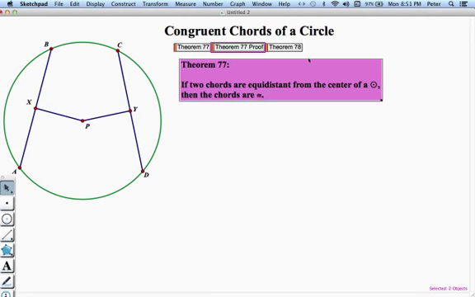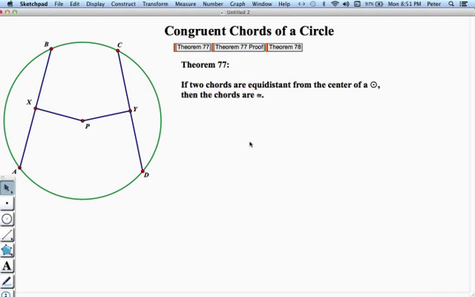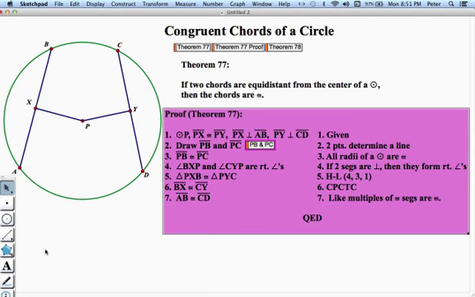Chapter 10.2 deals with congruent chords in a circle, and it introduces us to two theorems. The first tells us that if two chords are equidistant from the center of a circle, then the chords are congruent. Well, let's take a look at that proof.